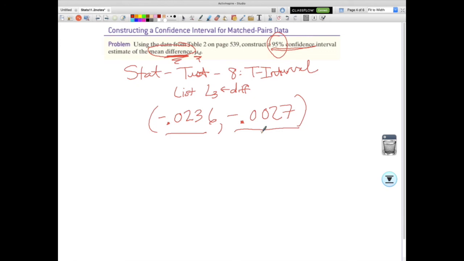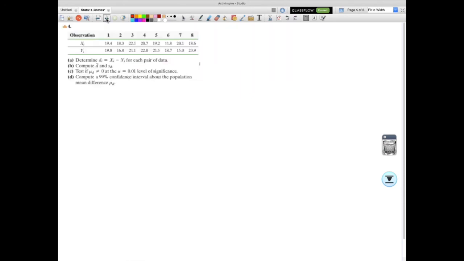Another way you could word this is you could say that you're 95% confident that the dominant hand is between 0.0236 and 0.0027 seconds faster, right? Because the negative means that it took less time. So it's actually, this is the interval with which the answer is going to be between, and it's going to be that many seconds faster. It doesn't matter to me which way you word it, but you want to make sure you have some sort of interpretation down.